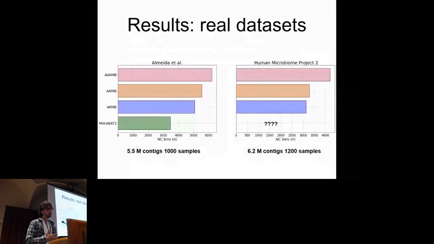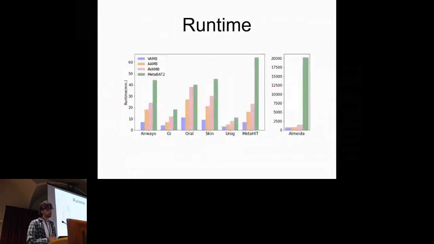In the same way, when we check the performance on real data sets, we see the same tendency, where we obtain slightly more bins than VAMB and quite a lot more than MetaBAT. Another thing is that this increase in the number of near-complete bins doesn't come with a super expensive resource cost. As we can see here, this is the running time of the different tools, VAMB, AAE, AVAMB, and MetaBAT, over the benchmark and the real data sets, and we can see that there is an increase of the runtime, but not dramatically.